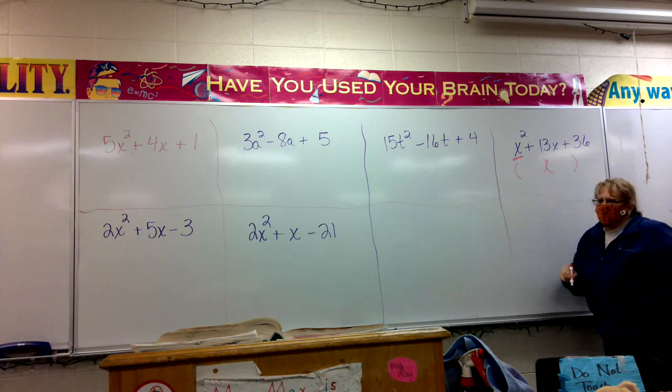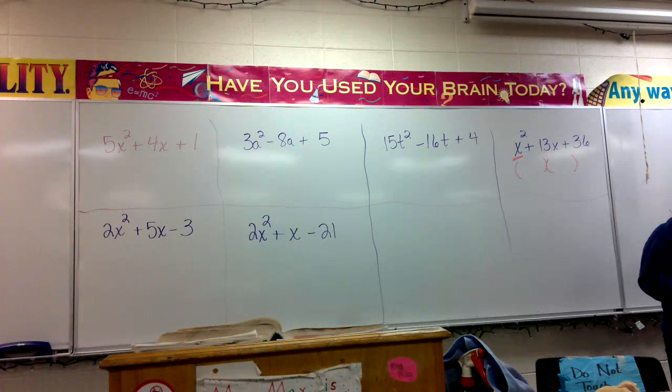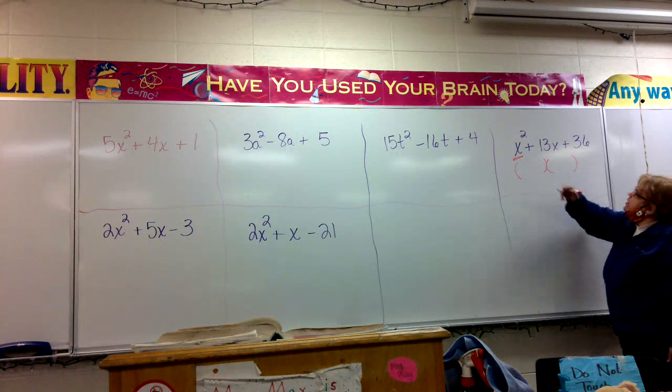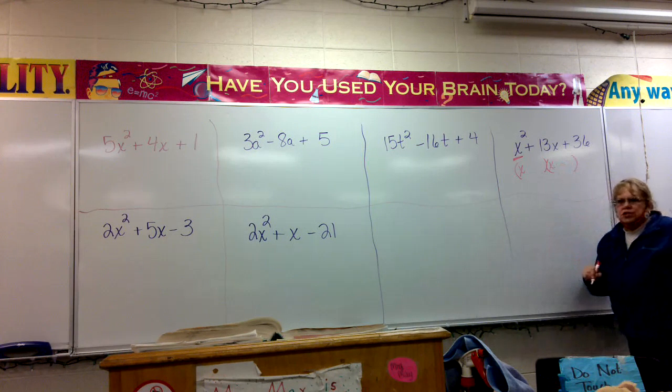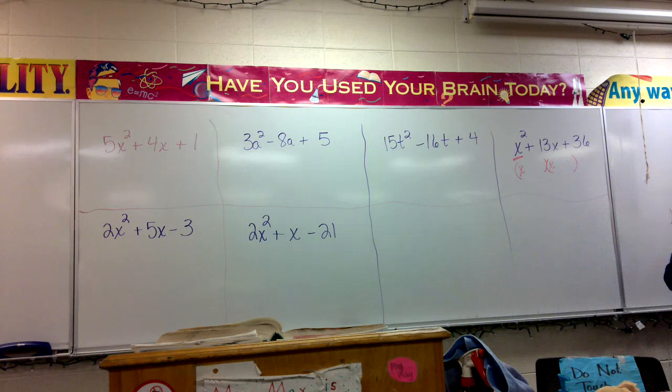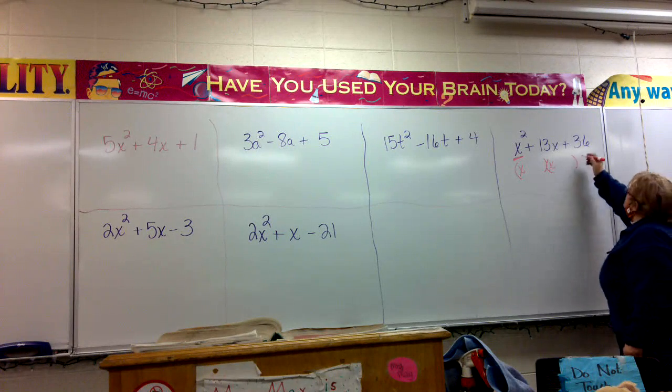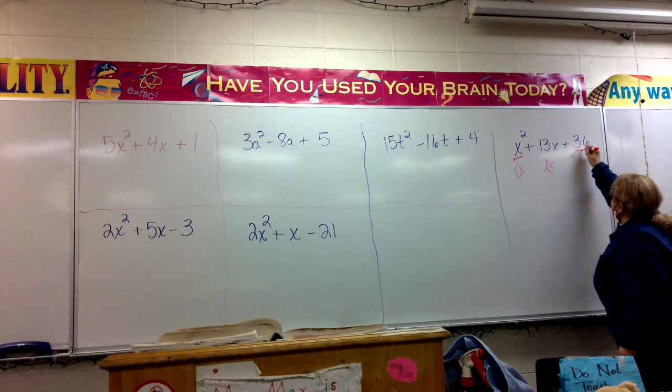And you ask yourself, what times what would give me x squared? What times what gives me x squared? It has to be x and x. Wouldn't you agree with that? There's no other possibility. It has to be x times x. Then we go down here.